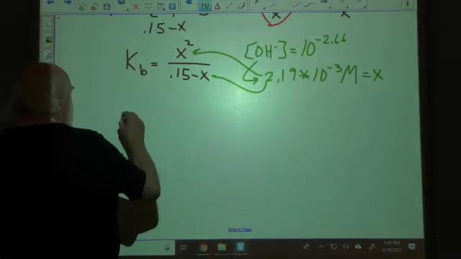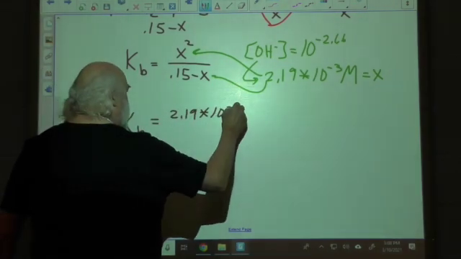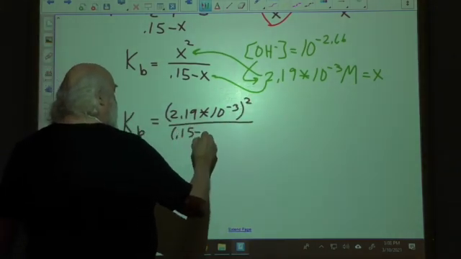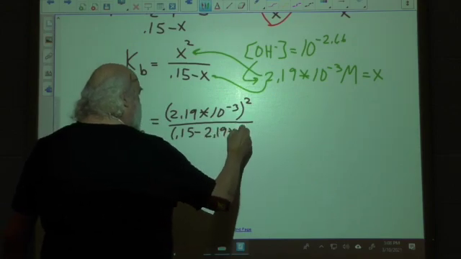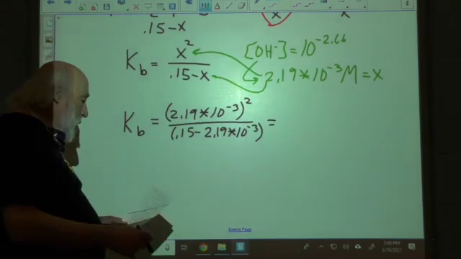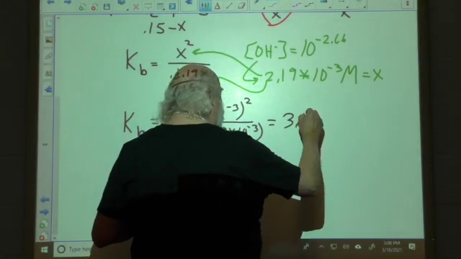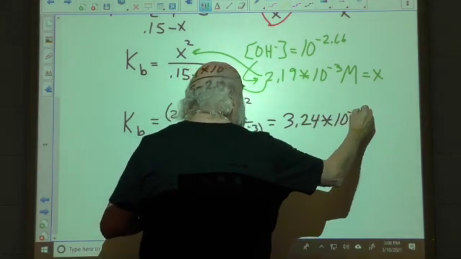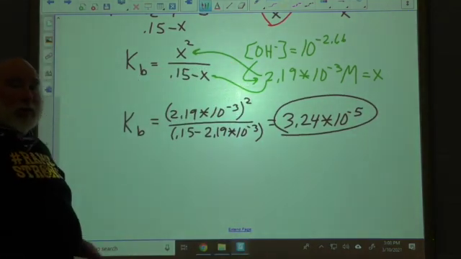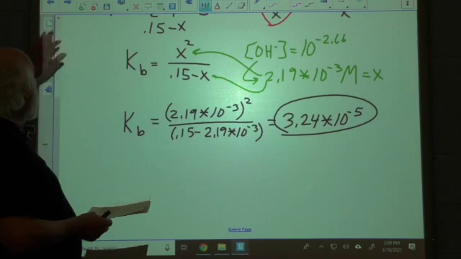So we plug in for X, that number there, and that number there. So Kb equals 2.19 times 10 to the negative 3 squared, divided by 0.15 minus 2.19 times 10 to the negative 3. We just punch that straight into our calculators, hit enter, and the answer you're going to get for that is 3.24 times 10 to the negative 5. And there's your value for your Kb for that substance, which is not in the book, but we know how to find it once we are given the proper information, which we did.